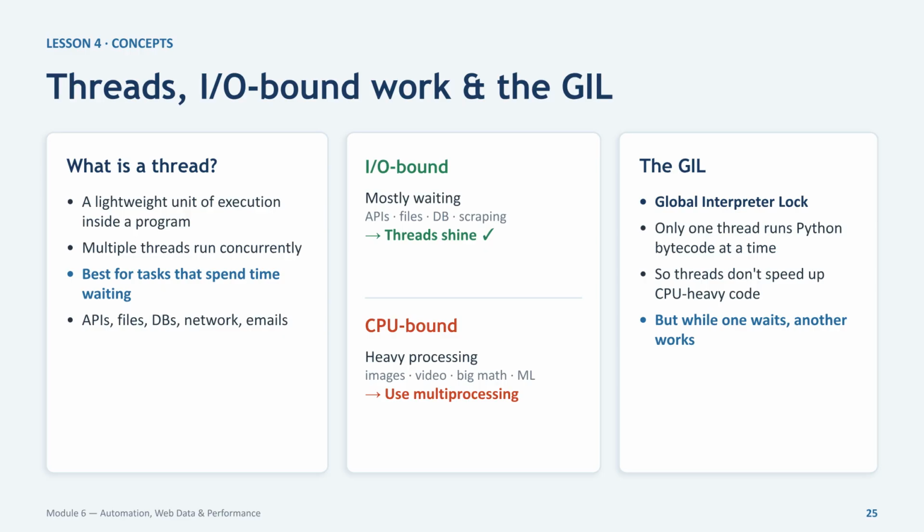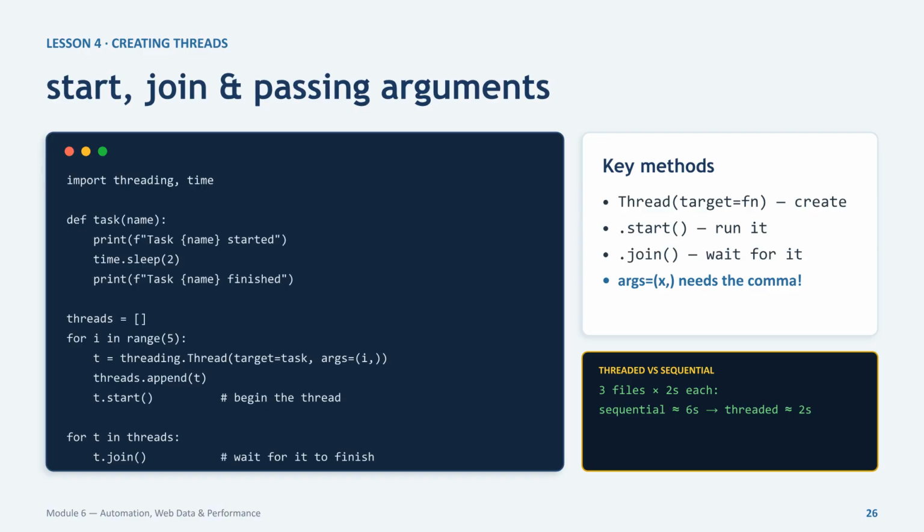It is important to understand the Global Interpreter Lock, or GIL. It means only one thread can execute Python code at once, so threading won't speed up CPU-intensive math. However, for I/O-bound tasks that are mostly waiting, threading is a game changer, allowing one thread to work while others wait. Creating a thread is straightforward.